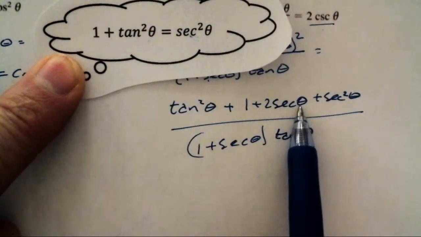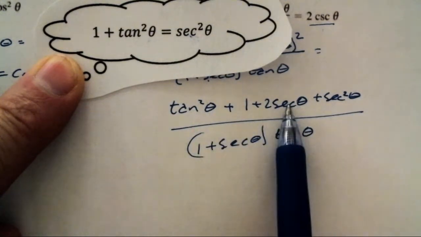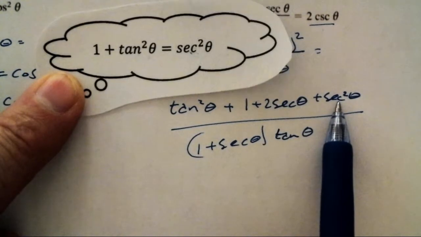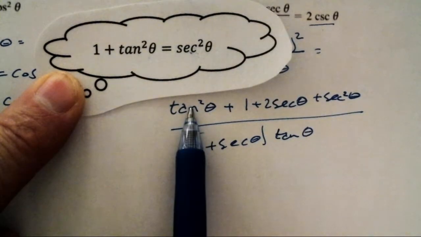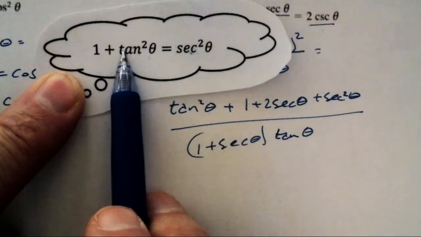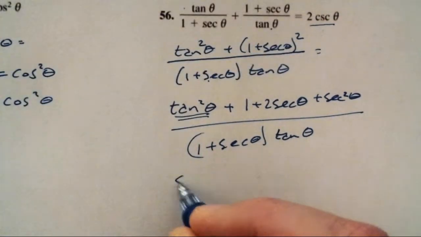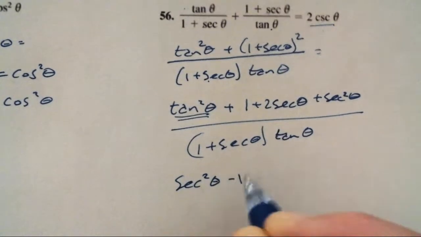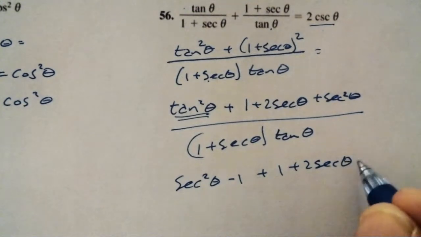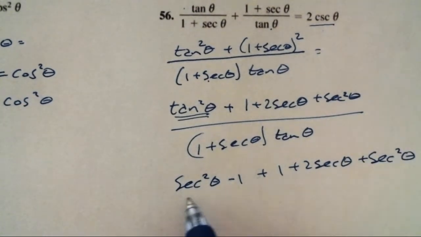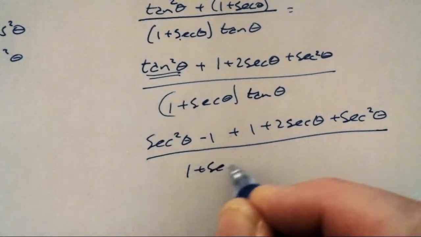And tangents and secants are good, but what would be even better would be to just have secants or just tangents. Well, I can turn secant squared into tangents, but I can't turn secant into tangents. I can turn tangents, though, tangent squareds into secants. Tangent squared is secant squared minus 1. So secant squared of theta minus 1 plus 1 plus 2 secant theta plus secant squared theta. It's a big mess. All on 1 plus secant theta tangent theta.